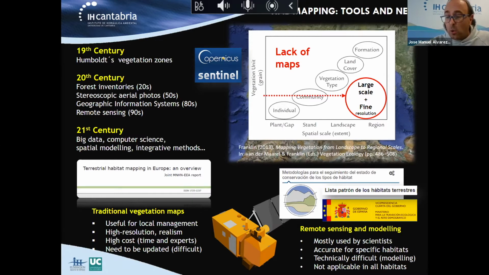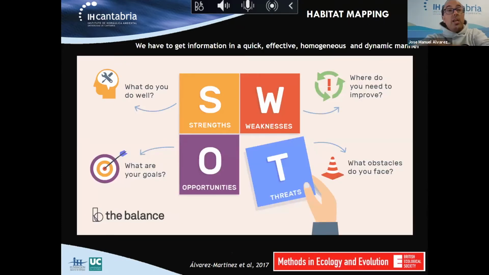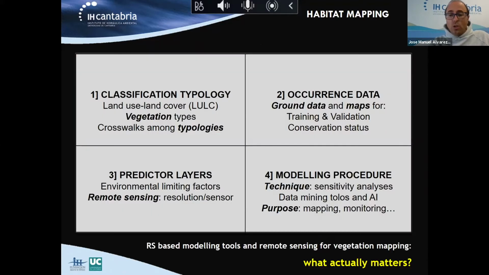Here, the Ministry in Spain, as we will explain to you later on a little bit, publishes guidelines on how to make a monitoring of habitat types, of ecosystems, better said, and we are trying to fulfill all the requirements, but using this approach based on remote sensing. So more or less we know what we have to do, but we have to start thinking. We have to breathe and apply a SWOT analysis, saying, okay, what is important here? What actually matters when mapping habitat types with remote sensing?